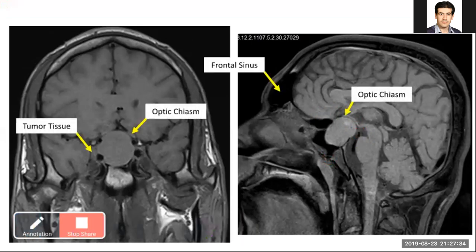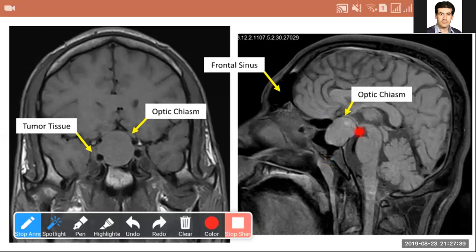So we see here the optic chiasm is compressed, and we see here the pituitary tumor cells lateral to the carotid artery. So yes, the cavernous sinus is invaded. And here the frontal sinus is expanded, and this is one sign of acromegaly. And sometimes we can see the occipital skin folds here also magnified in acromegaly.